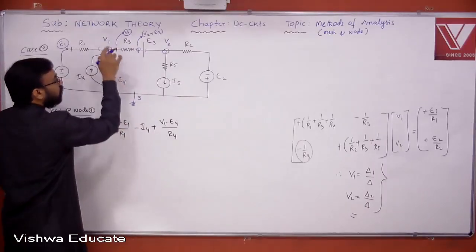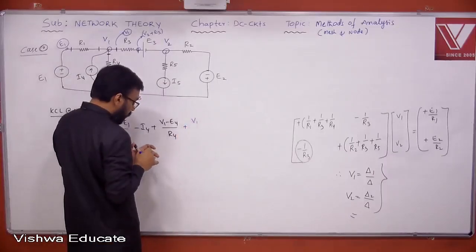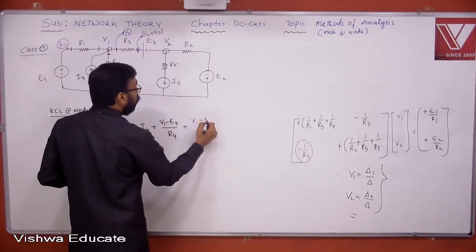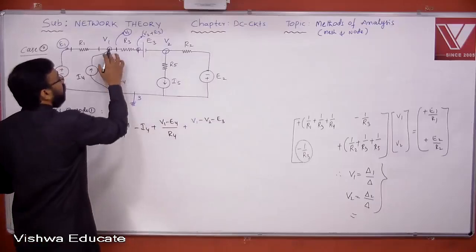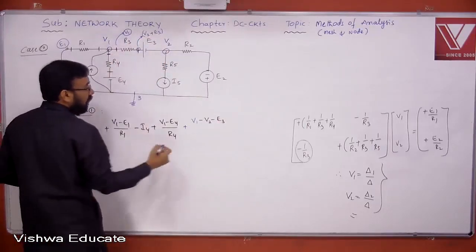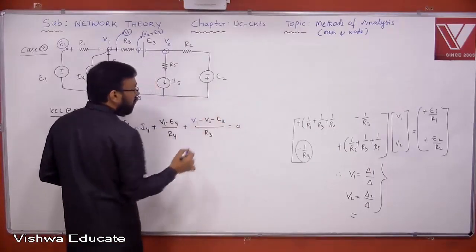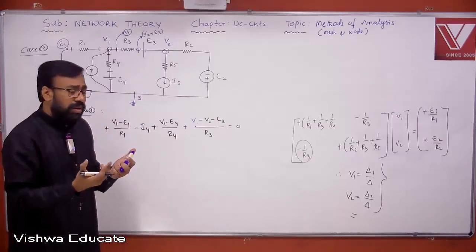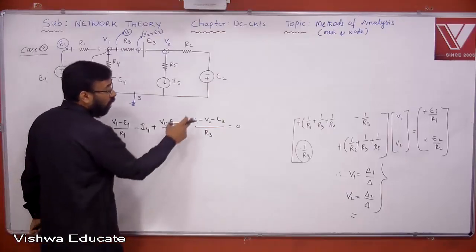What is the potential difference? Assuming V1 is higher, it is V1 minus V2 minus E3. That's it. V1 minus V2 minus E3, potential difference divided by R3. So I think you understand why we are taking the expression V1 minus V2 minus E3. People remember it actually. Okay, no problem. You can remember, but you must also know how you have got this expression.